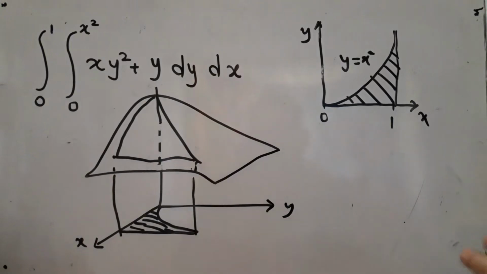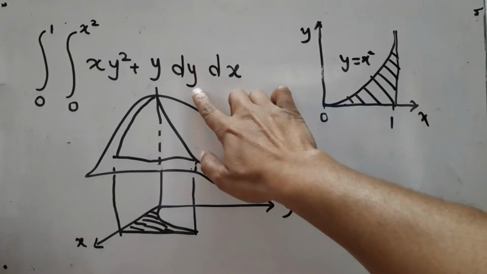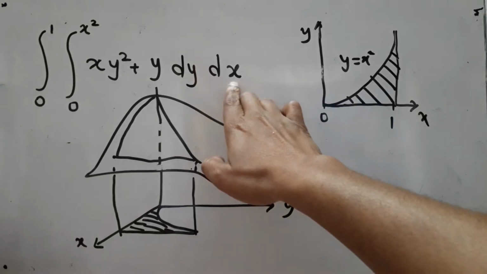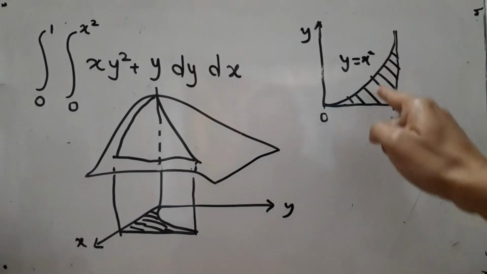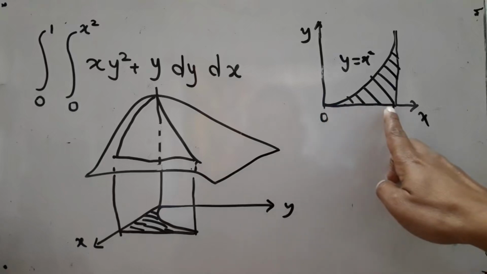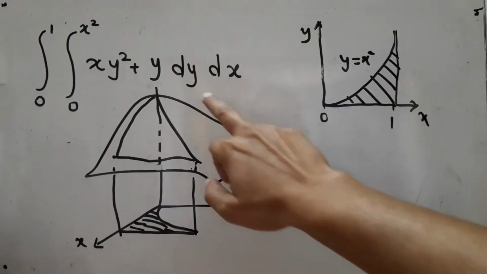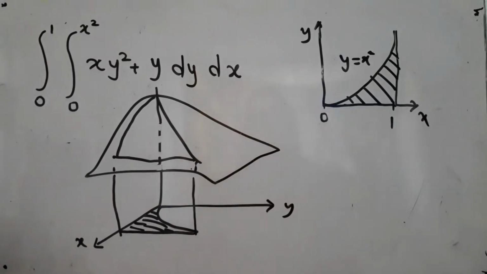Now in this example, we found this volume by first integrating over y, then integrating over x, and we are basically doing it like vertical strips, and the vertical strips are moving from 0 to 1. We could have done it the other way around, first over x and then over y. Let's see how that works.